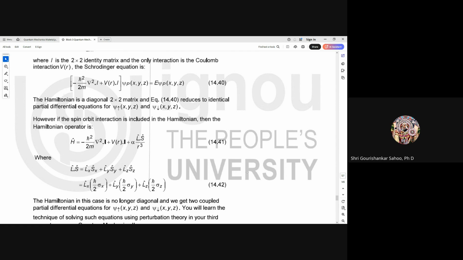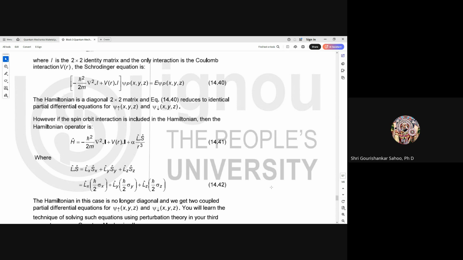However, if spin-orbit interaction is included in the Hamiltonian, then your H cap is equal to minus ħ² by 2m ∇² plus V plus α L cap dot S cap. The dot product of L cap and S cap gives Lx cap Sx cap plus Ly cap Sy cap plus Lz cap Sz cap, which is nothing but α times Lx cap ħσx by 2 plus Ly cap ħσy by 2 plus Lz cap ħσz by 2.